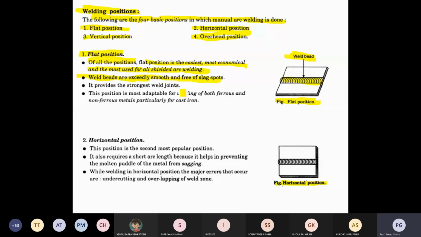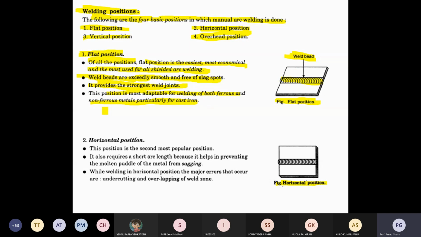Okay, so it is simple and most economical. It is not very smooth, there are no uneven points or uneven spots. It provides the strongest weld joint, very strong. This position is most adaptable for welding of both ferrous and non-ferrous metals, particularly cast iron.